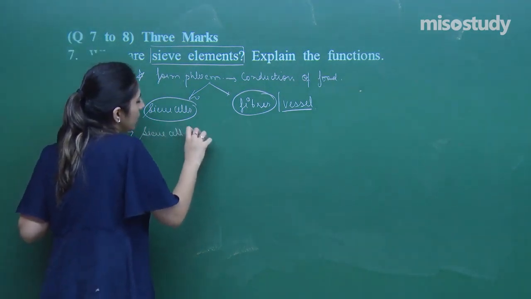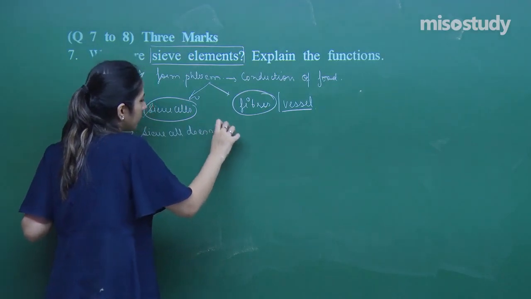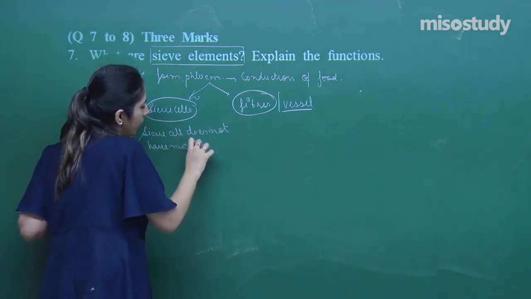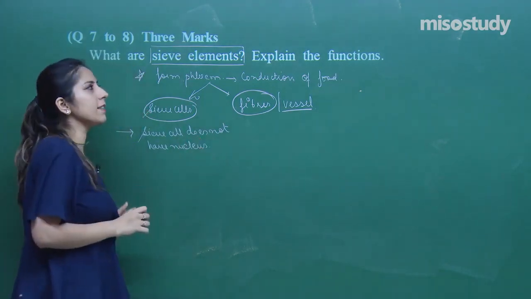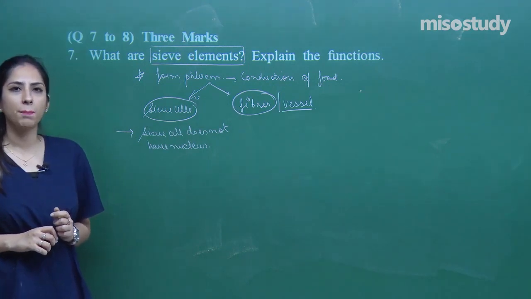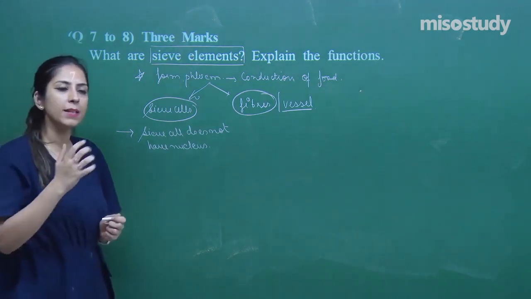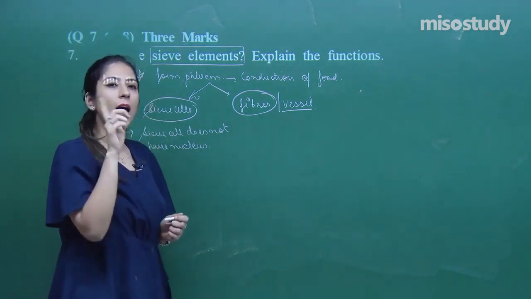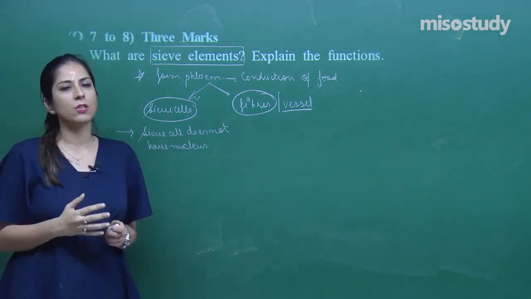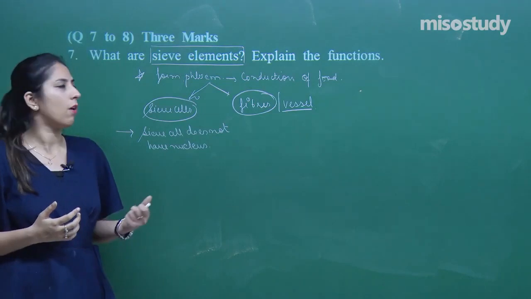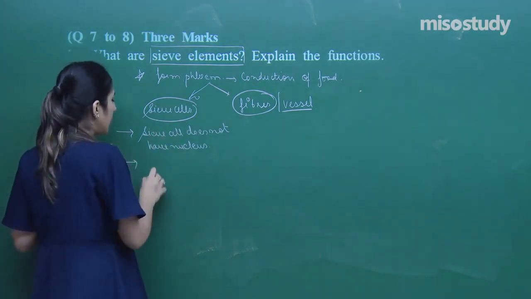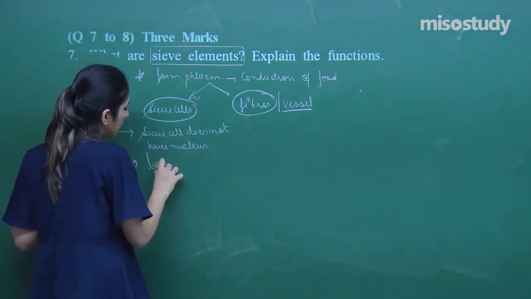These sieve cells don't have a nucleus, first of all. But still they are considered as living. Why? Just because they are associated with companion cells, and these companion cells have a nucleus, and that nucleus which is present in the companion cells guards the division as well as the various activities of the sieve cells.